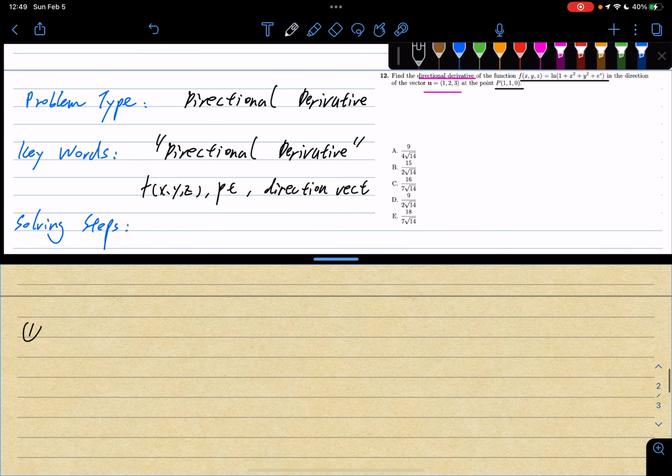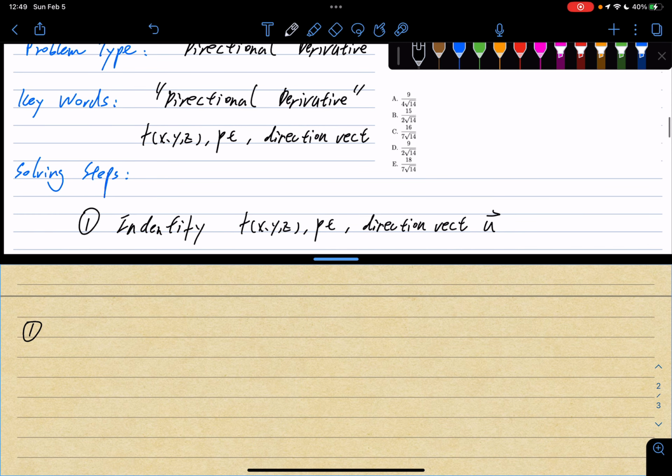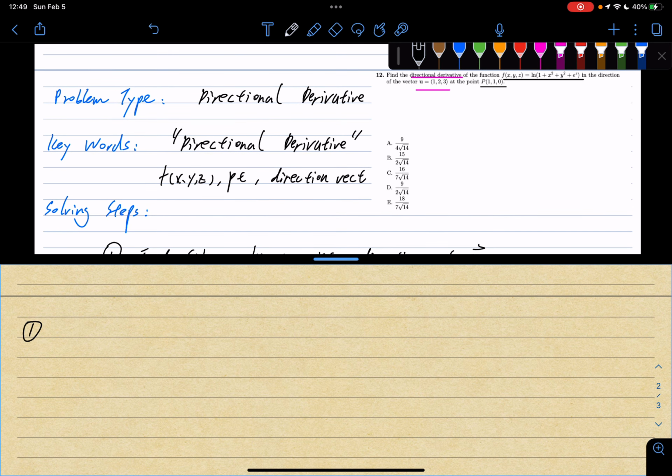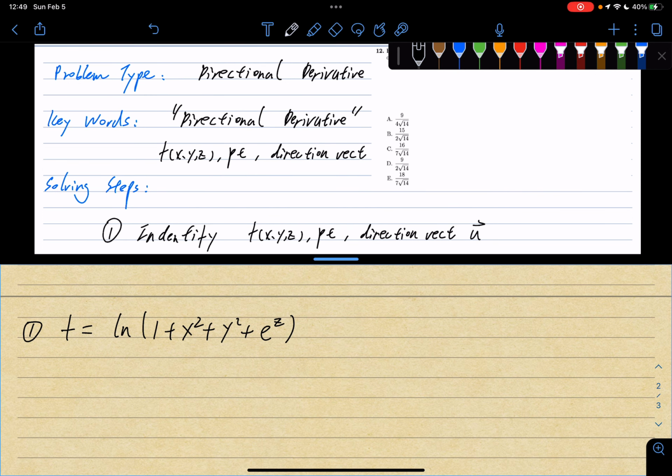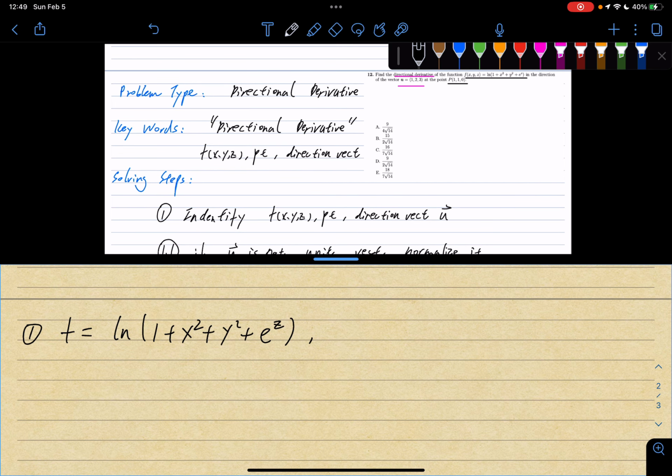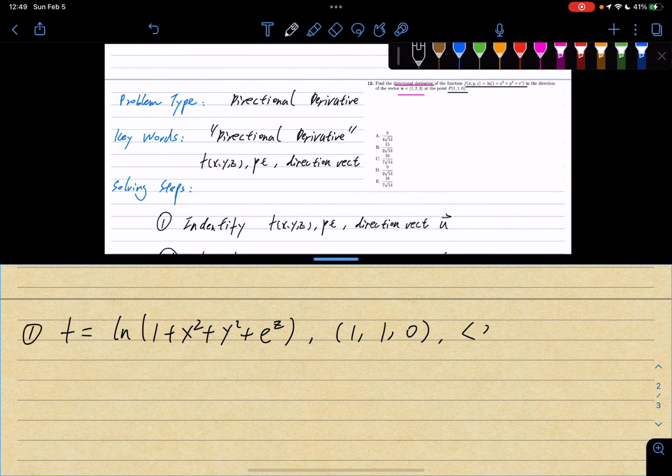So the first step we're going to do is identify the function, the point, and the directional vector. So we have a lot of things that we can work with. The function is the natural log of 1 plus x squared plus y squared plus e to the z. That's quite a big function. And then the point is (1, 1, 0), and the direction vector u is (1, 2, 3).